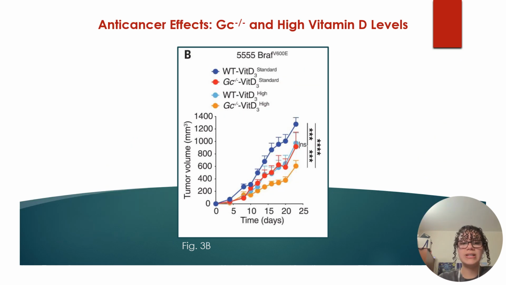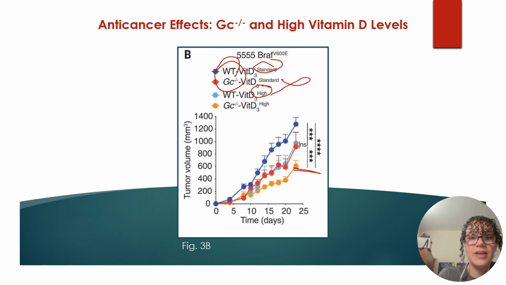Now, since we know that GC is dependent on vitamin D, we tested both wild type and GC negative under standard and high conditions. Of course, the expected result was that GC negative with a high vitamin D would give the best results, which indeed it did. But something even greater to be noted is that GC negative as well as wild type with high vitamin D gave the same exact response. This now shifts our perspective from GC inactivation being the most important to high vitamin D levels being important.